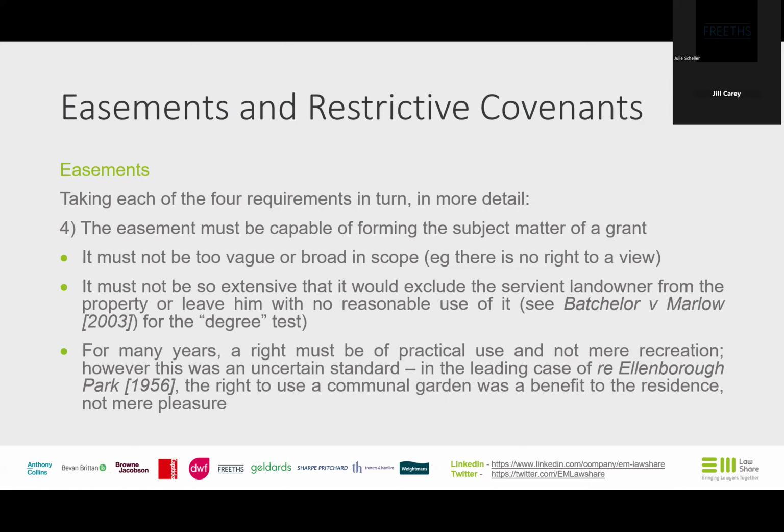For many years, as I mentioned before, with the Ellenborough Park case back in the 1950s with the garden, it was determined that the right must be practical and not merely recreational. But this led to rather uncertain standards, and indeed in Ellenborough Park, which did concern communal gardens for the estate, the court did comment something along the lines of what could be more pure pleasure than a garden. But in that case, they did find that it was an actual tangible benefit to the residences, not just for pleasure. You can imagine, though, how that wording has led to a huge number of queries and disputes over the years because one person's use is another person's recreation.